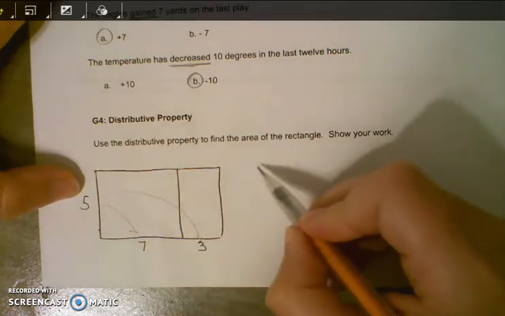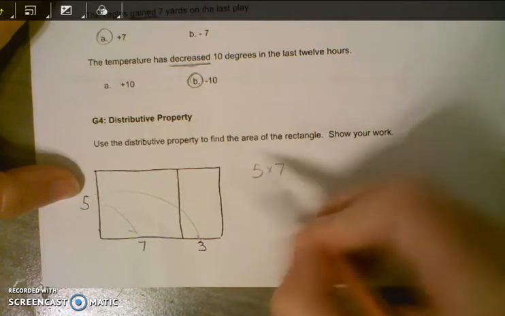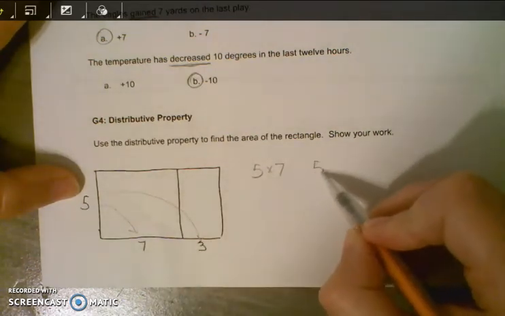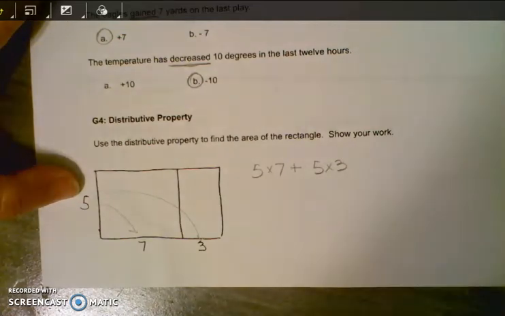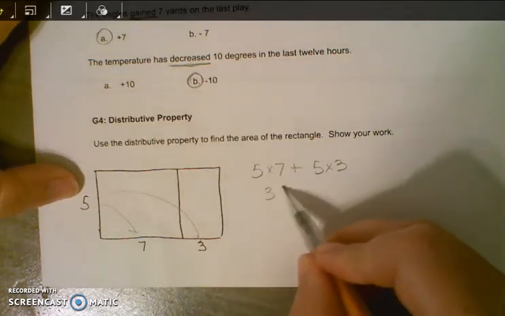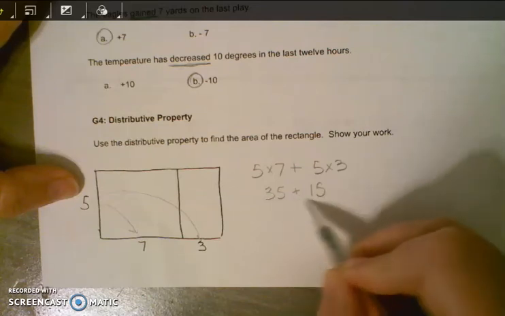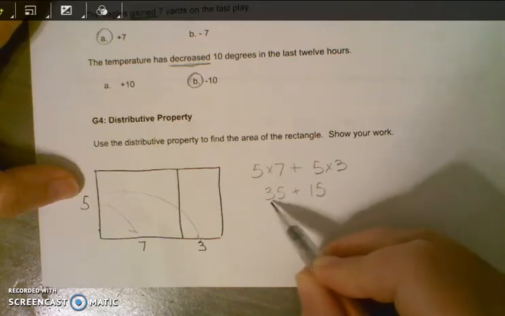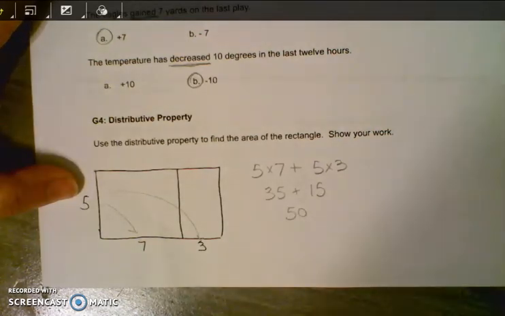So I could do 5 times 7 and then 5 times 3 and then add those 2 parts together, which would be 35 and 15, and 35 and 15 would be 50. So the area of my rectangle is 50.